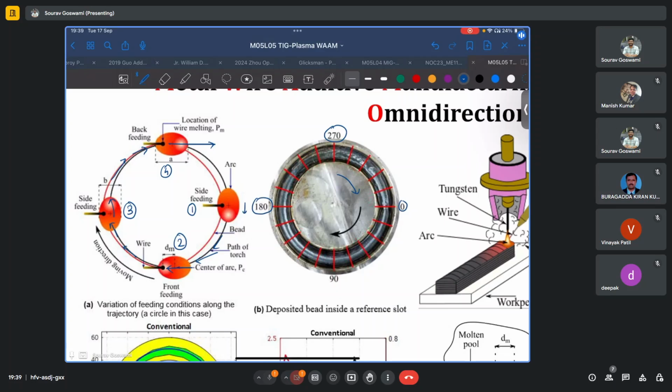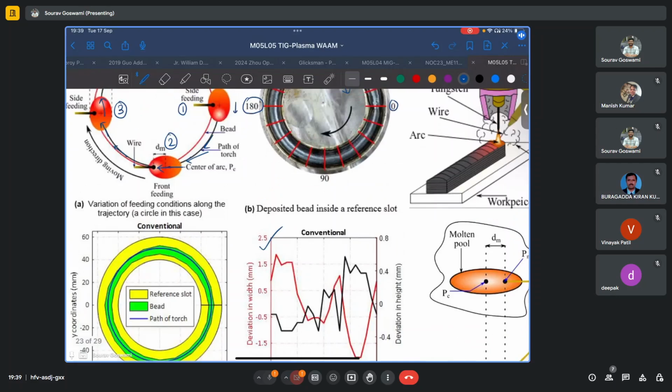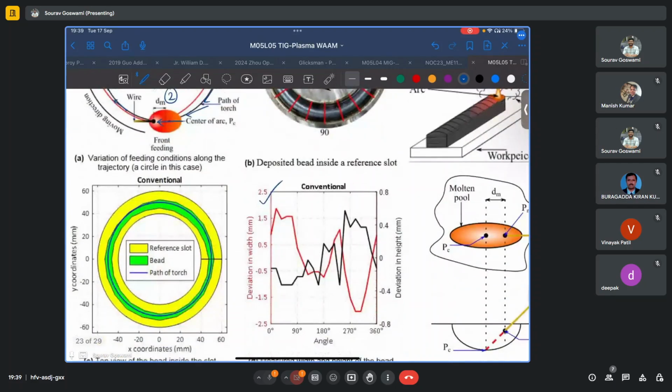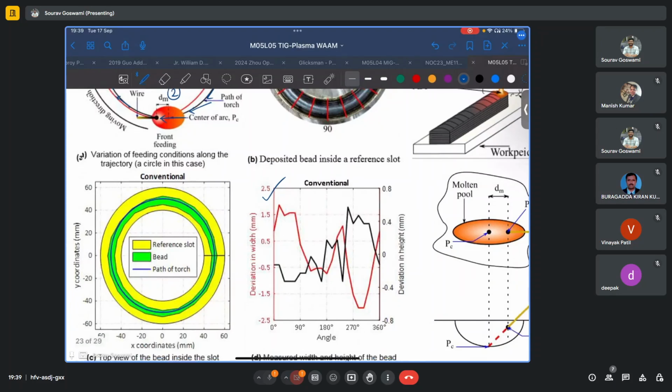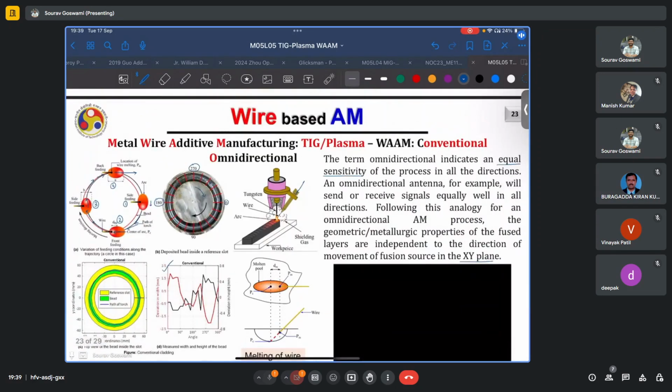Now it was also calculated how, for each of these angular positions, the bead characteristics vary. The red plot in this curve gives us the deviation in width from the design value, whereas the plot in black gives us the deviation in height. And as we can see, as the angular position is changing, the width and height of the bead change considerably. Thus, the process cannot really be called omnidirectional because, based on the direction along which the deposition is happening, the bead characteristics are totally different.